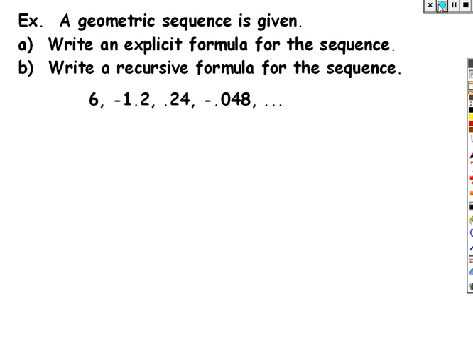So now let's see how you can do. Here is a geometric sequence. Write an explicit formula and a recursive formula for this sequence. Just a hint, you're going to want to find the constant ratio, and then you're going to need to know the first term, which is actually given for you. Pause the video, give this a try.